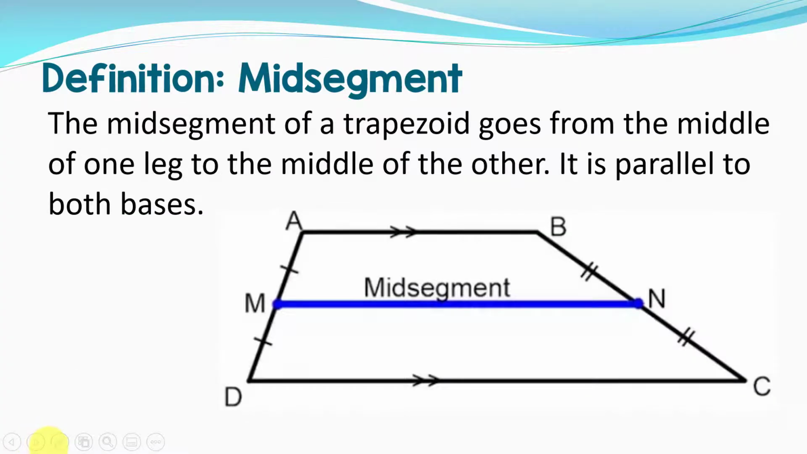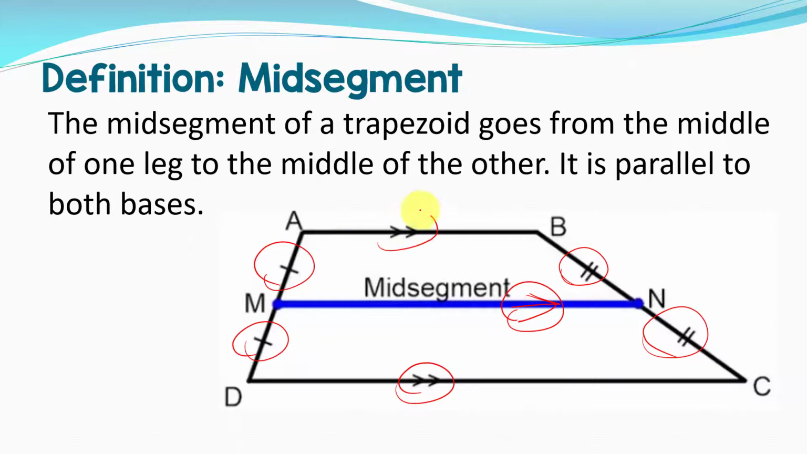All right, we're going to throw in a little different situation here. First of all, the definition of a midsegment is that the midsegment of a trapezoid goes from the middle of one leg to the middle of the other, and it is parallel to both bases. So here we're cutting that leg in half, making a midsegment, and it is parallel. These three are all parallel.